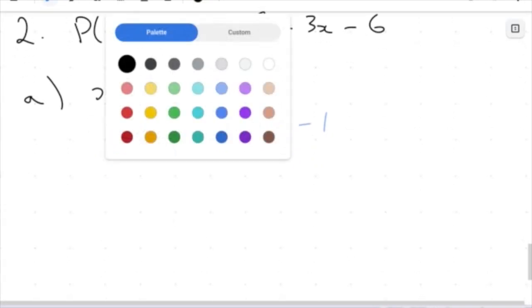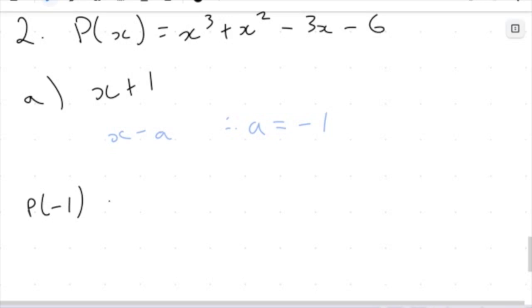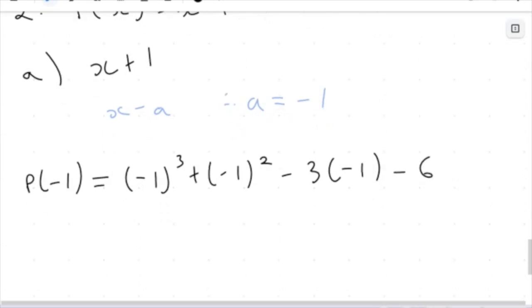So we're going to write in p of negative 1, and if the output, what we get out once we substitute negative 1 in for all of these, gives us a 0 output, then we can say that x plus 1 is a factor. But once we do this, we get that this equals negative 3. So this will in fact have a remainder of negative 3, and here we can say that x plus 1 is not a factor.